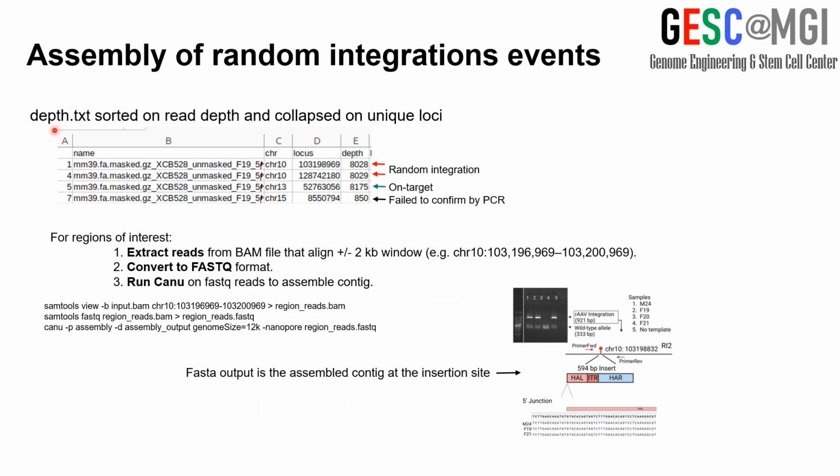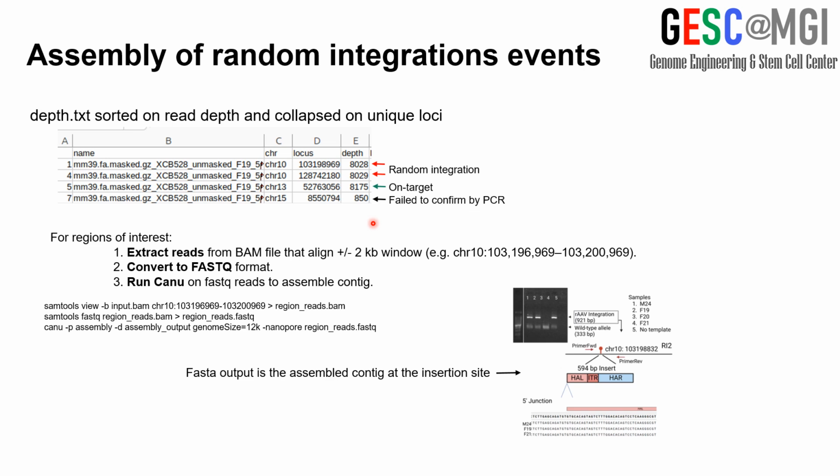In this case, your depth file will now have the chromosome location, the position along that chromosome, and the depth. And so this is now just not untitled, but rather the genomic coordinates. And in this example, we have two random integration events, one on target, and this particular event failed to confirm by PCR. But as you can see, the depth of sequencing is very, very low, and so this is likely some kind of background.